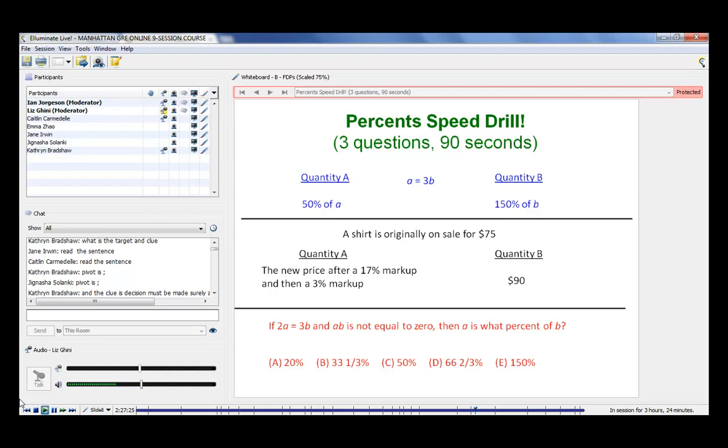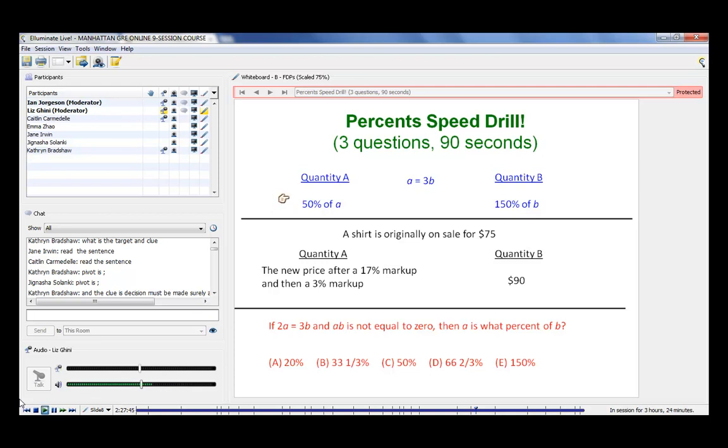All right, now smile at me if you were able to finish the speed drill on your calculator. Thumbs down if you did not finish the speed drill. All right, okay. So if you didn't finish the speed drill, pay attention. Some of these things were not best done on the calculator. Some were.